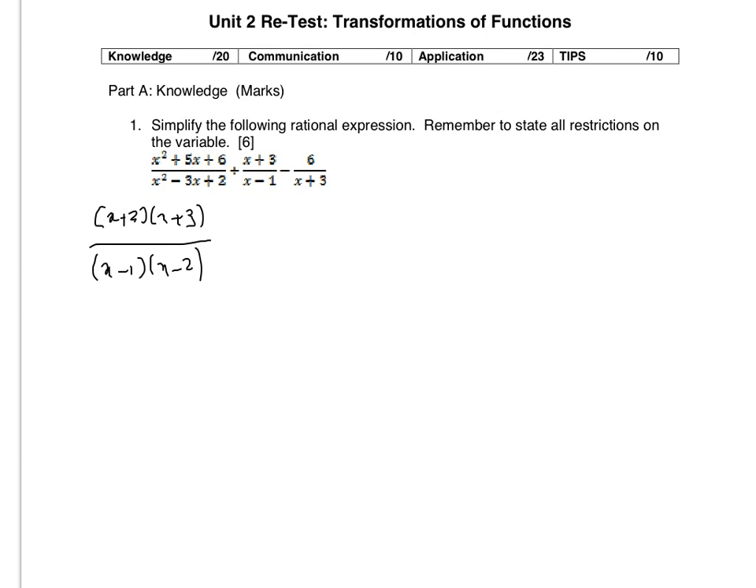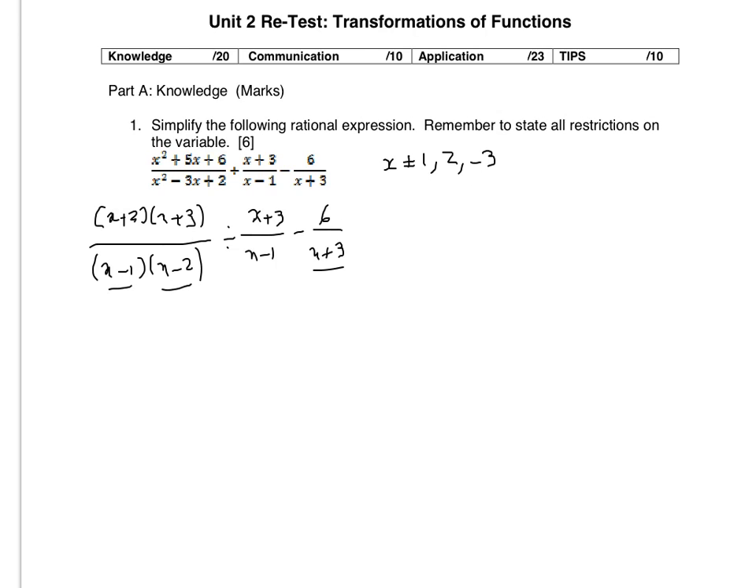Then we have division, x plus 3, x minus 1 minus 6 over x plus 3. But before I go any further, I'm going to find the restrictions. The restrictions are x cannot be equal to 1, 2, and negative 3 because of the denominators.